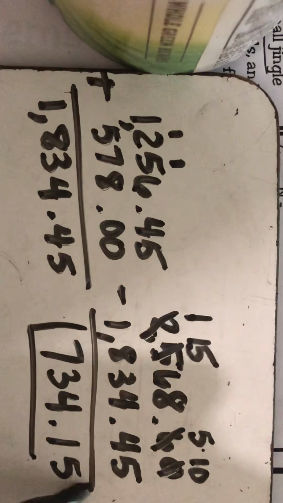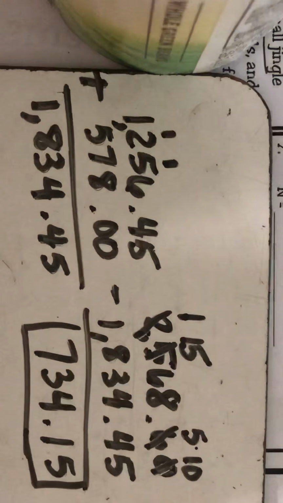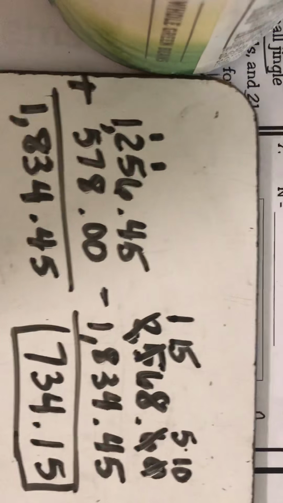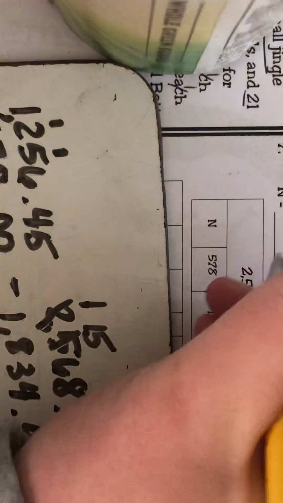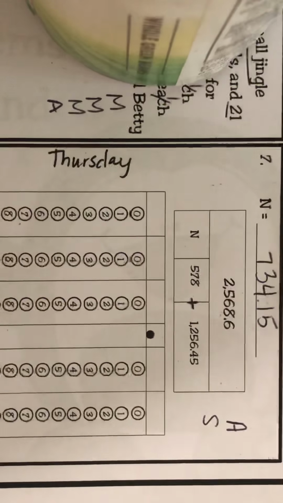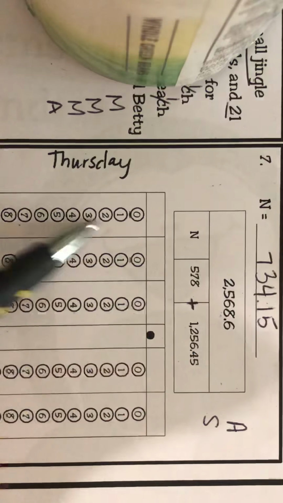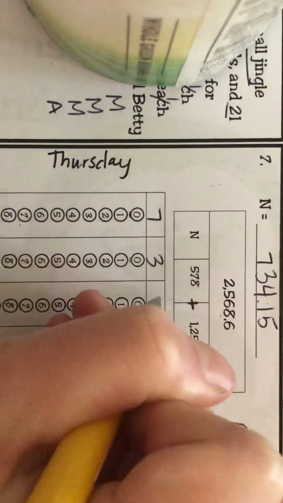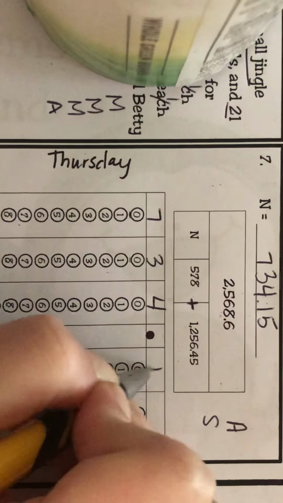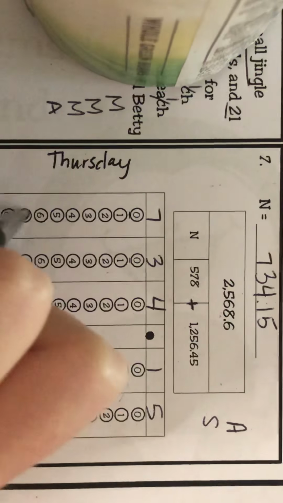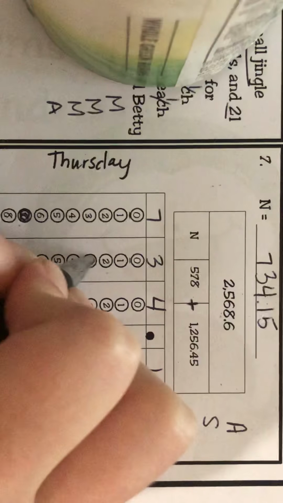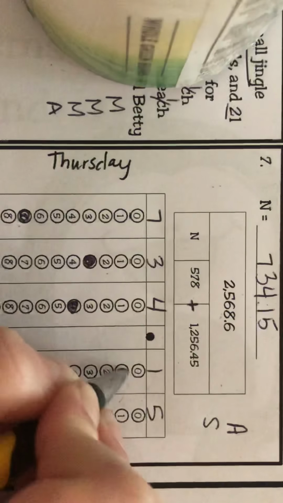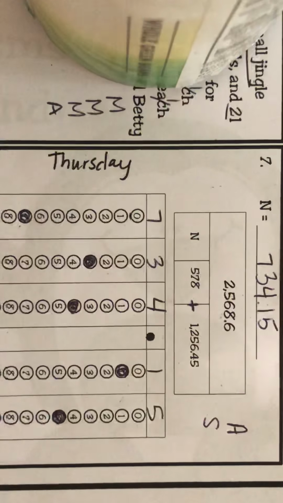Now our answer is 734 and 15 hundredths. Now I'm going to go ahead and write this in so I don't have to keep going back and forth. 734 and 15 hundredths. So make sure that you don't just leave your answer up here, because on the STAAR test, if you don't fill it in, you get the answers wrong. Make sure that your numbers are lined up where this decimal is, and bubble in dark and neat. Very good.